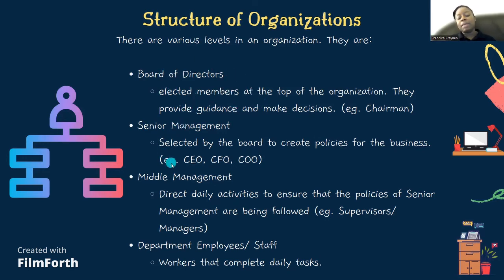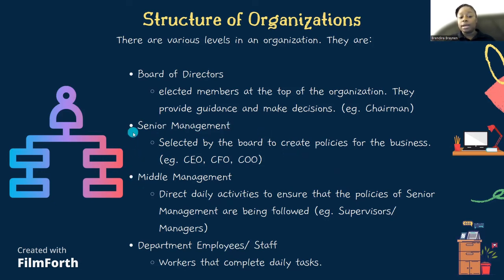And so key persons in senior management tend to be a CEO, which is Chief Executive Officer, CFO, Chief Financial Officer, COO, Chief Operations Officer, and so on and so forth, because there are a number of other ones that can be there. But normally when you see a C and a letter in between an O, the first word is normally chief, and the last word is normally officer. You can put CTO, Chief Technology Officer, CIO, Chief Information Officer, and so on and so forth. But these are your senior managers. They create policies for the business to follow.